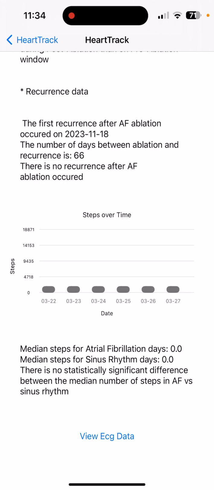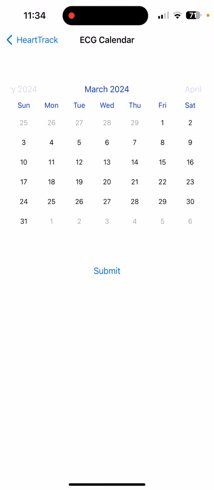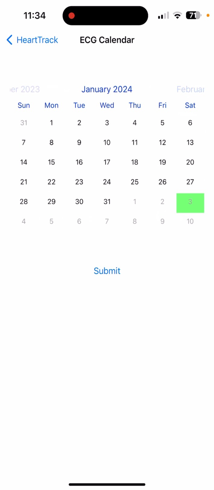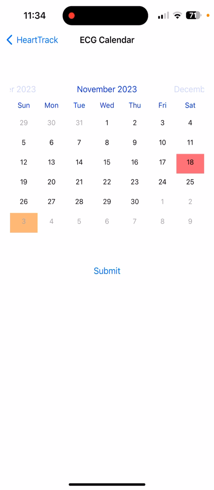Now, one final feature which we're still in the process of developing is this ECG calendar. And again, for patients who use their Apple Watch religiously to collect their heart rhythm data over time, these calendar pages would be colored according to a traffic light system. So green if there was no AF on that day, red if there was, and orange if inconclusive.